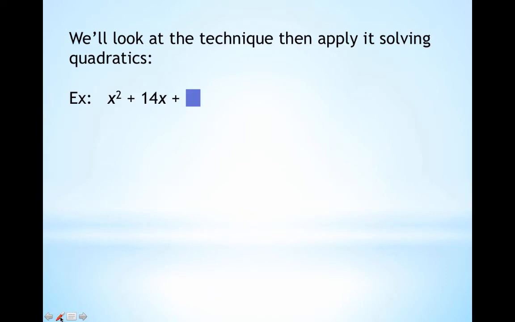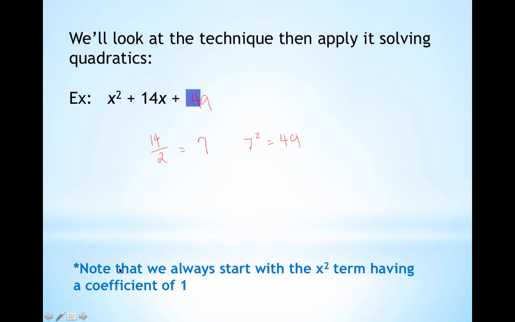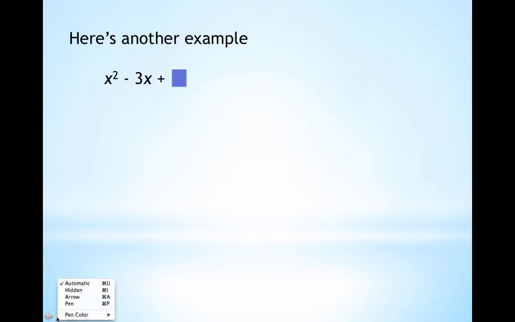So let's just try real quick to follow the same pattern. If I want to come up with my c value, I've got 14. I need half of that value, which is 7. Then if I square 7, I get 49. So the term I'm looking for here is 49. One thing to keep in mind, I always have to have an x squared term with a coefficient of 1. If it's not a 1, we're going to have to fix that, but we'll look at that later.